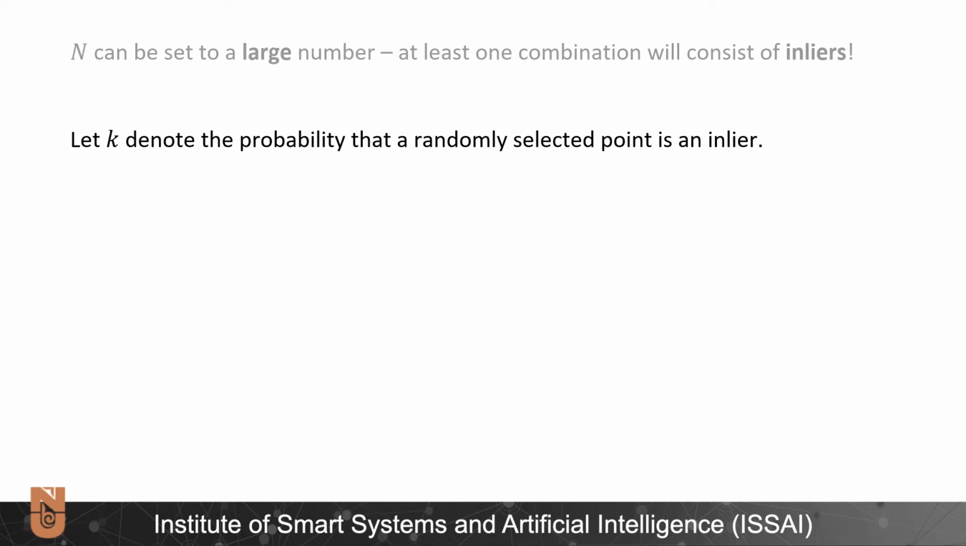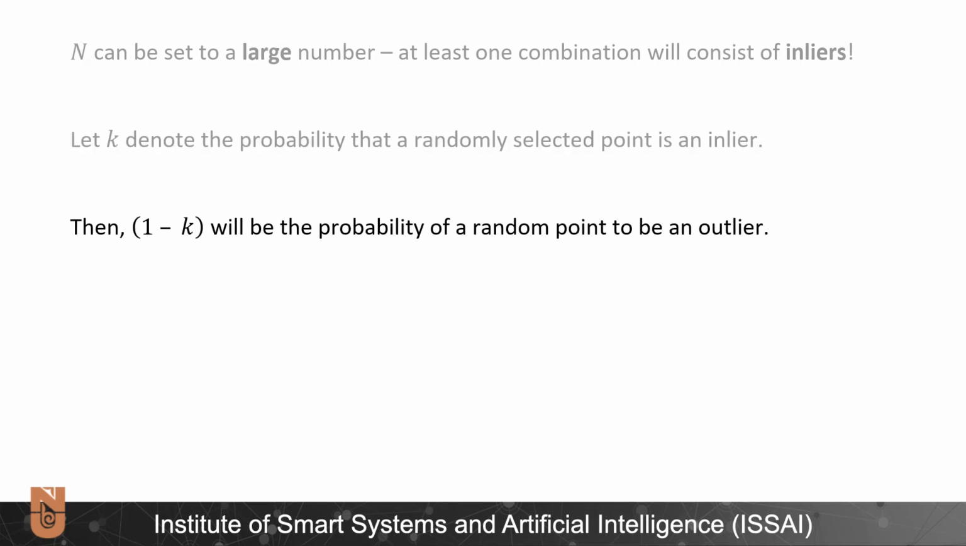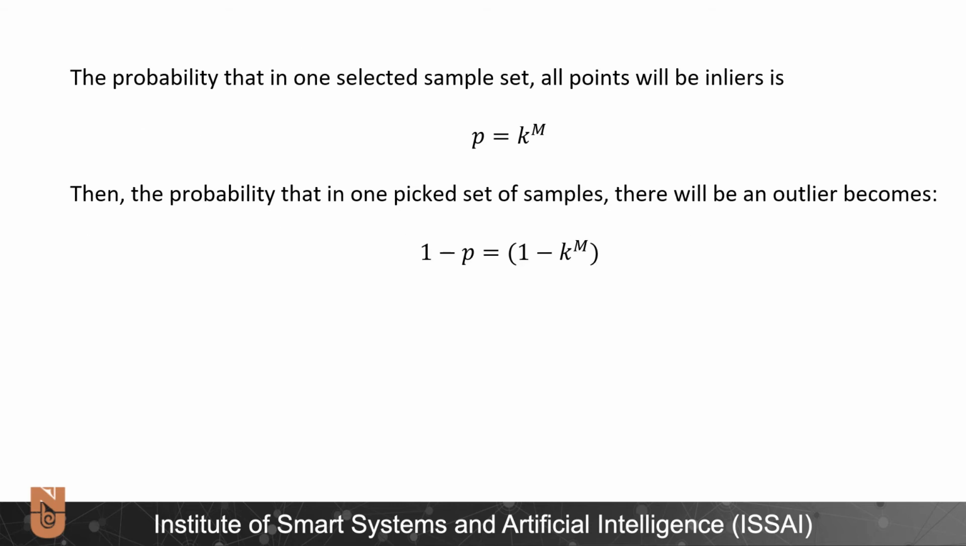Let k denote the probability that a randomly selected point is an inlier. So consequently, 1 minus k will be the probability of a random point to be an outlier. So the probability that in one selected sample set all points will be inliers is p equal to k to the power of m. And now the probability that in one picked set of samples there will be an outlier becomes 1 minus p equal to 1 minus k to the power of m.